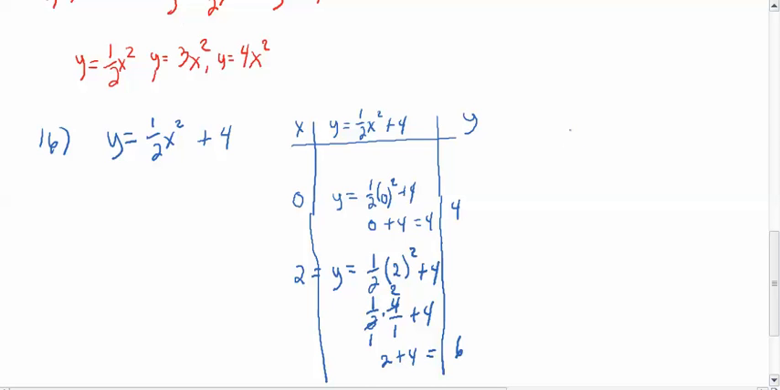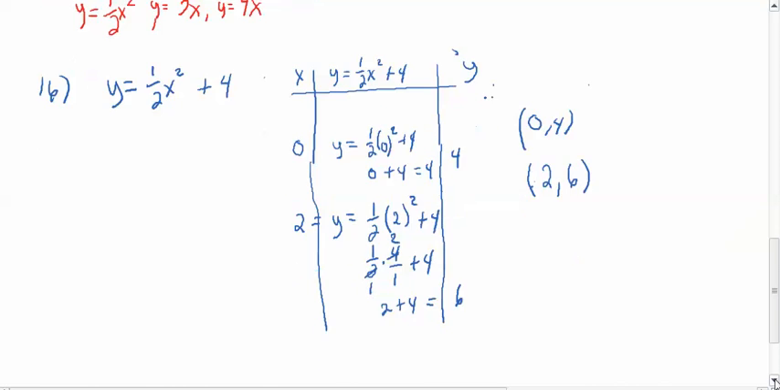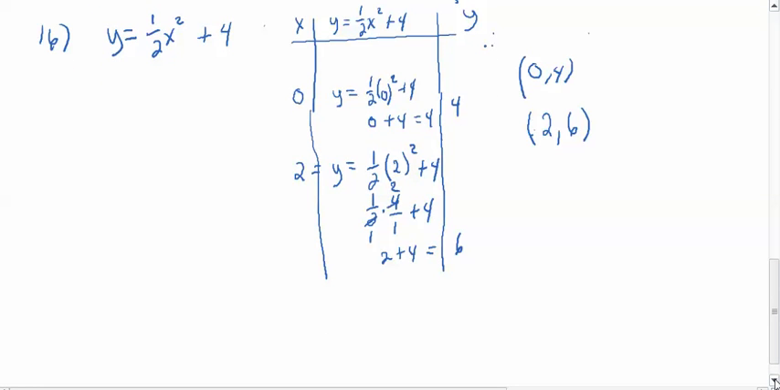So I have ordered pairs. Let me write them up here. My ordered pair is (0, 4). That's my first one. Okay, and then the next ordered pair that I have here is 2, and I came up to be 6. Let me change the color because the colors are getting mixed up. Now I'm going to do one more, but I'm going to choose -2. So I'm going to choose the opposite of what I have there. And now I'm just going to plug it in just like I did.